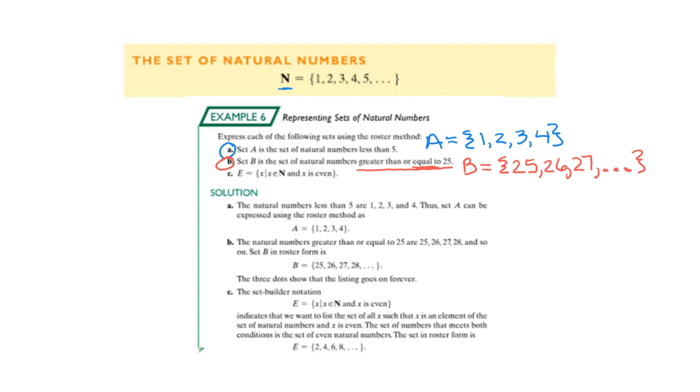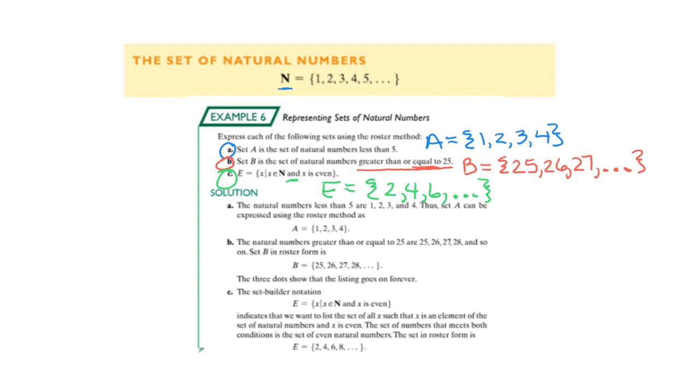All right, and then for C, it says set E is equal to {x such that x is a natural number and x is even}. So we're a natural number and we are even. So set E, and I will list a few even numbers. We're a natural number, so we're 1 or greater, and even. And again, this continues on this pattern. So I will put an ellipsis and close with a brace.